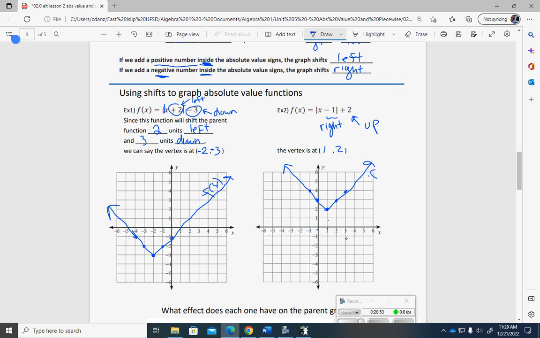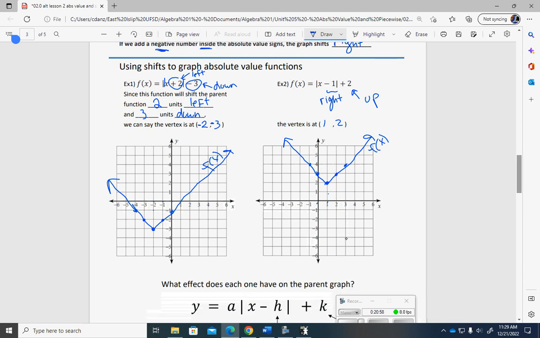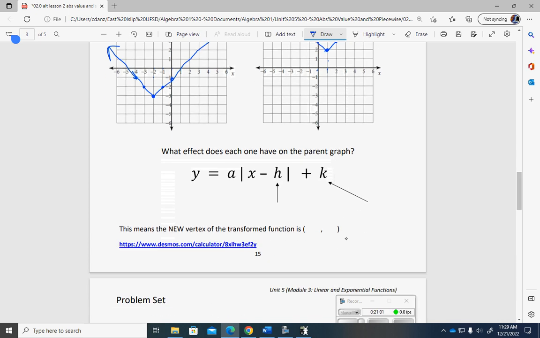Now, if ever you're getting stuck, pull out the calculator and put it in your table and graph it. Quick little notes. This will shift right or left, depending on what sign the h is. And this will shift up or down depending on what sign the k is. So that means that the vertex really is at (h, k).